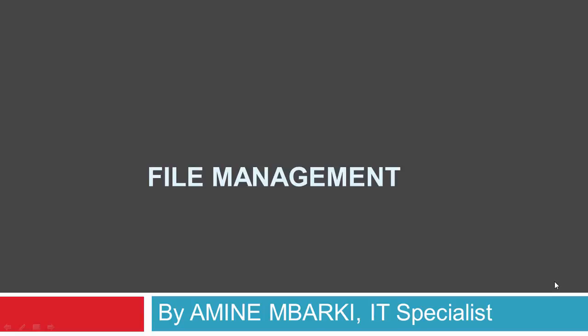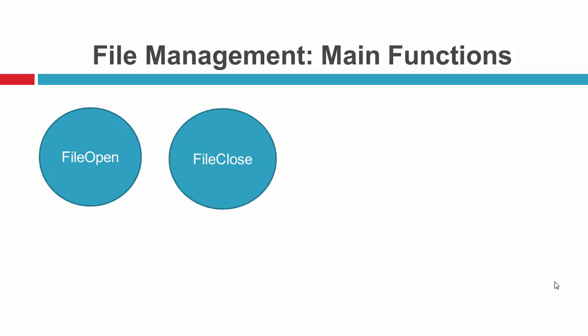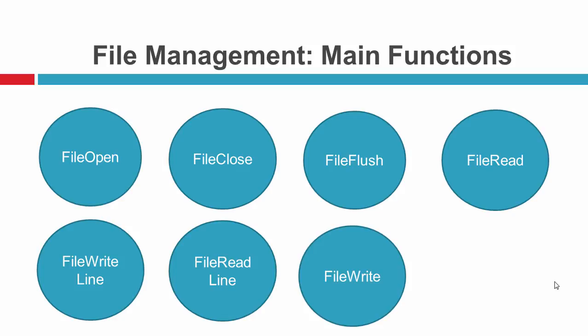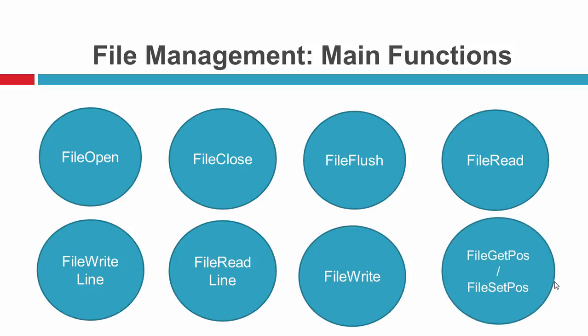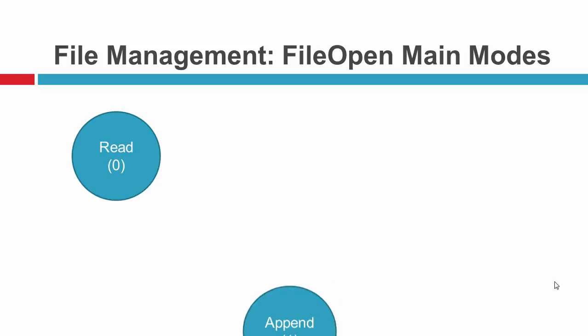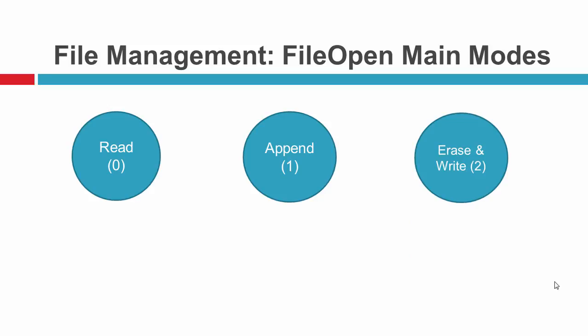In this video, we are going to talk about file management. The main functions related to file management are FileOpen, FileClose, FileFlush, FileRead, FileWriteLine, FileReadLine, FileWrite, then FileGetPos and FileSetPos. The several modes for FileOpen are 0 to read, 1 for the append mode, 2 for the erase and write mode, and 8 for create directory.